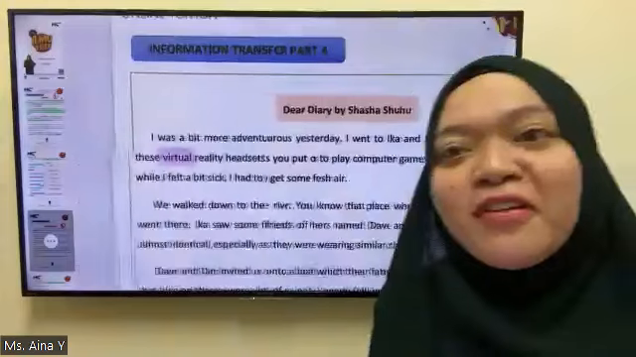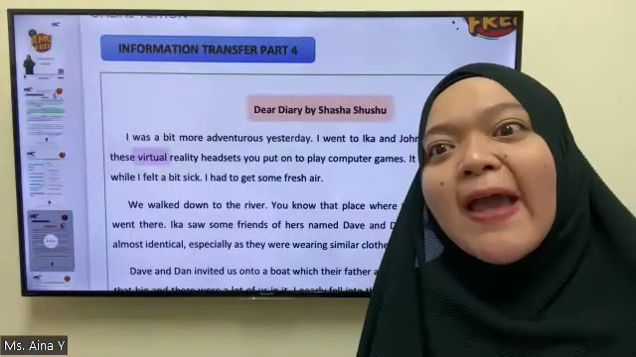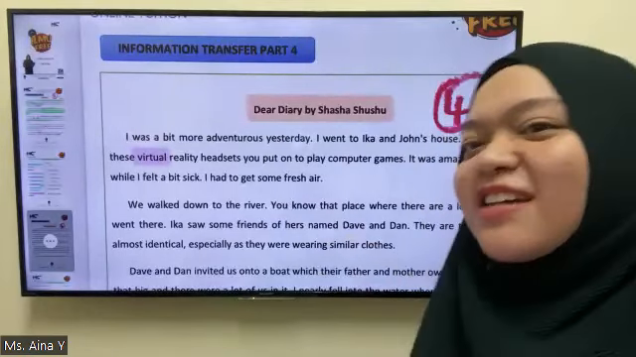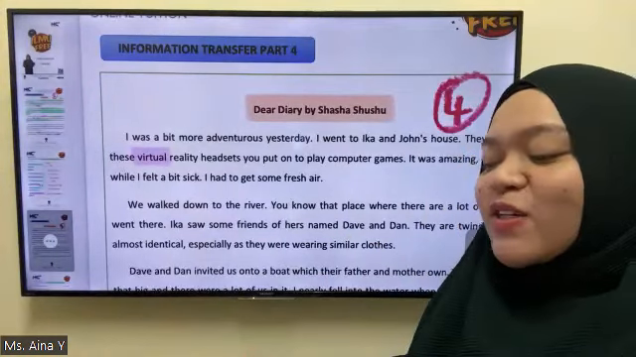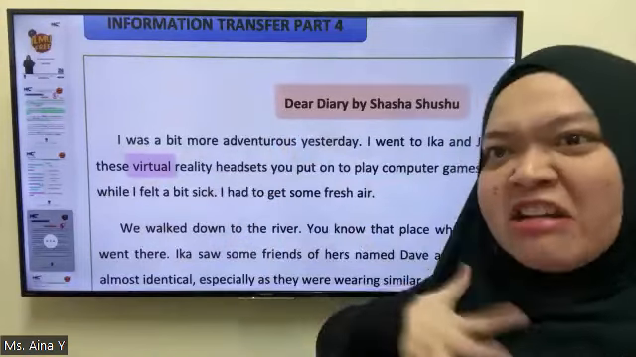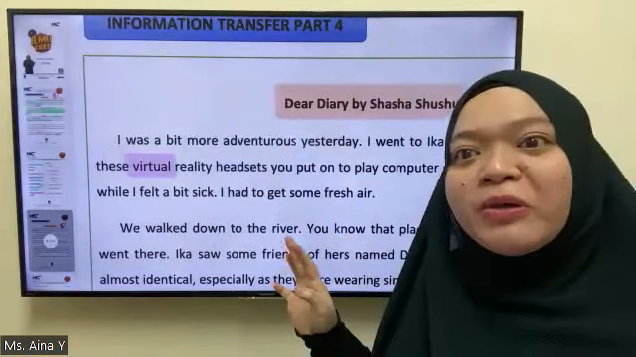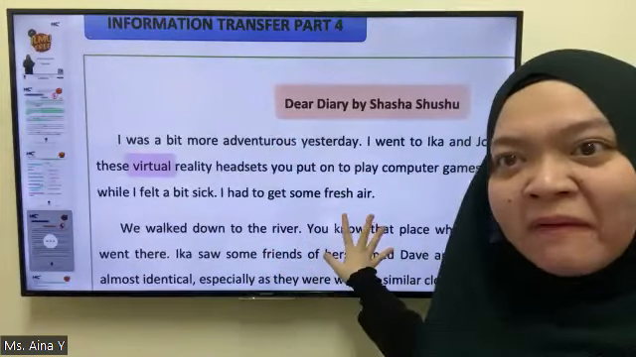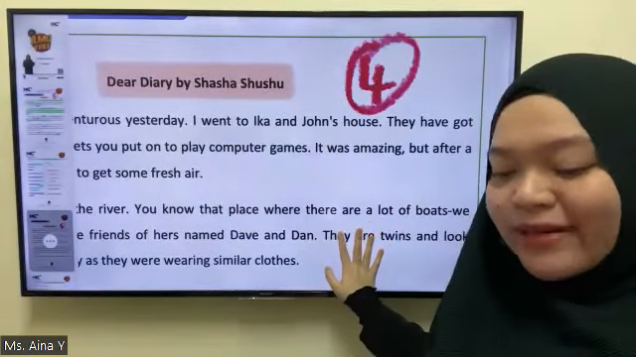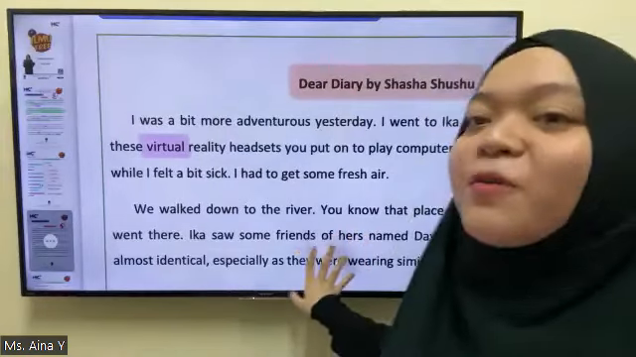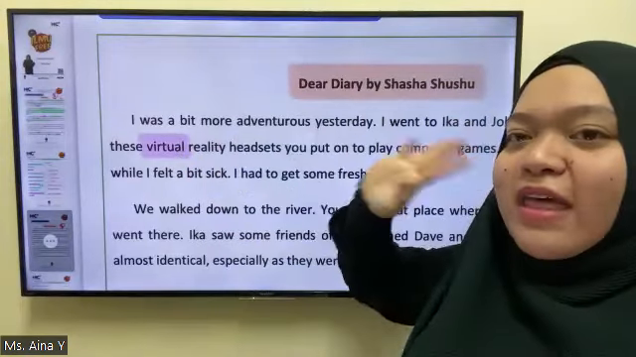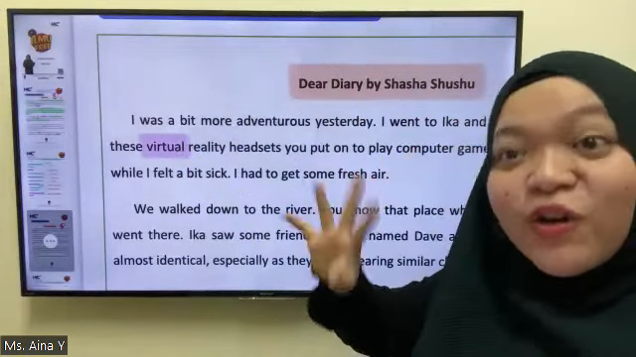So in this paragraph, what did Shasha Shushu say? What did she express in her diary? I feel like I'm mispronouncing, teacher says her name Shasha Shushu. Alright, so she tells us that yesterday, she felt a bit more adventurous. She felt like trying something new. She felt a bit adventurous. So what did she do? She went to Ika and John's house. She went to her friend's house. Why? At Ika and John's house, there are VR headsets. They have VR headsets.